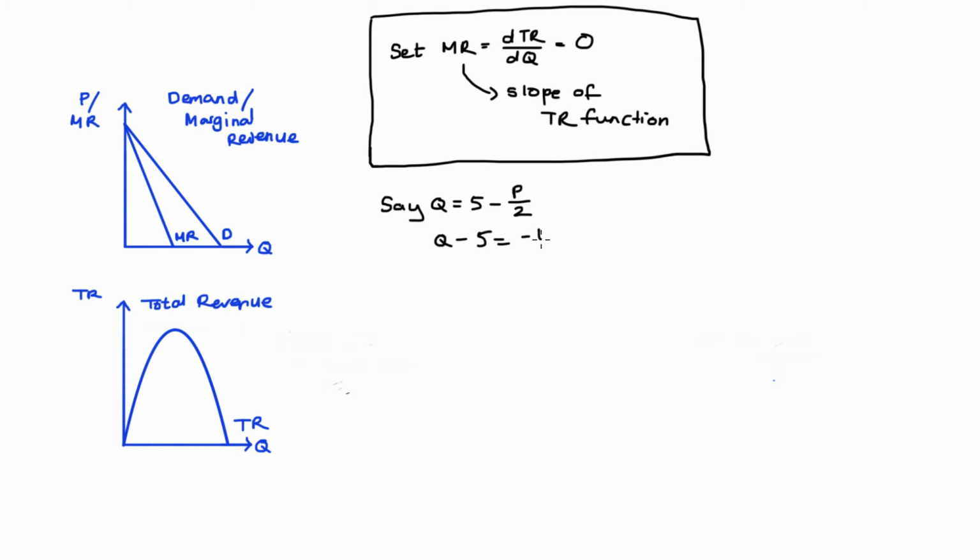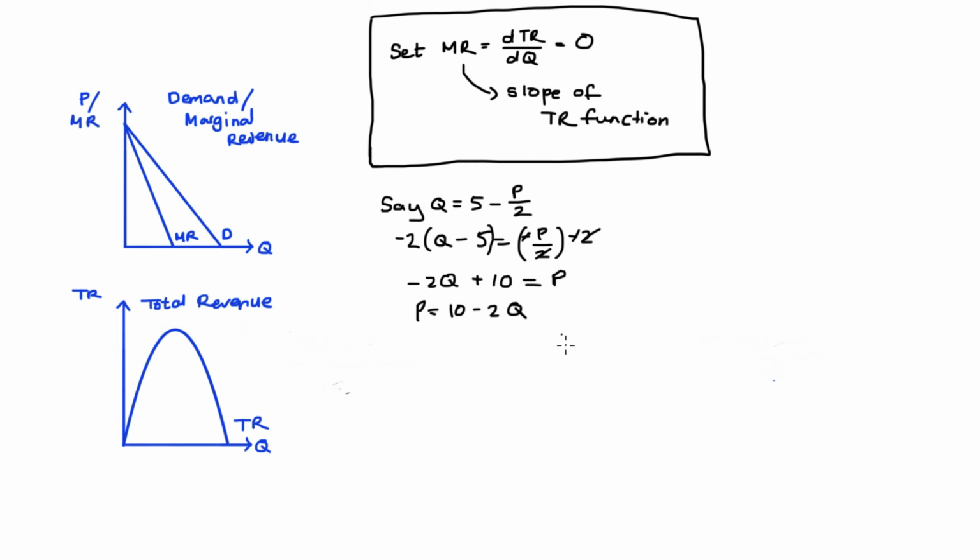So to do this, I'm going to take away 5 from both sides. I'm left with Q - 5 = -P/2. Then I'm going to multiply both sides by -2, and just opening out that bracket, I get -2Q + 10 = P, since the negatives cancel out and so do the 2s. And I'm just going to rewrite this as P = 10 - 2Q. I have P on the left-hand side and the positive value written first. Sometimes this is called an inverse demand curve.